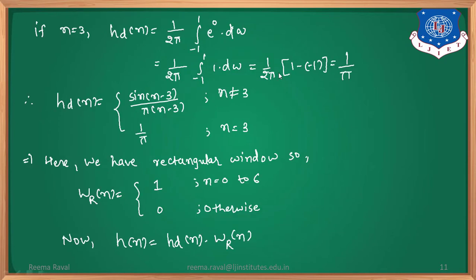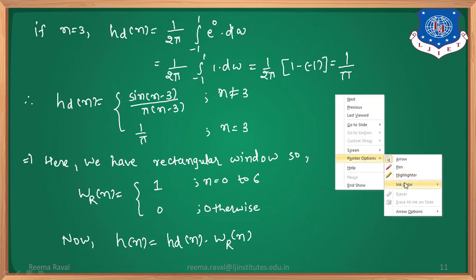So for n equals 3, we will take hd of n equals 1 by 2 pi, integration in the interval minus 1 to 1 of e raised to 0 into d omega. The value of e raised to 0 is 1. So that will become 1 by 2 pi, the limits will be 1 minus minus 1. So here we are left with the value 1 by pi.